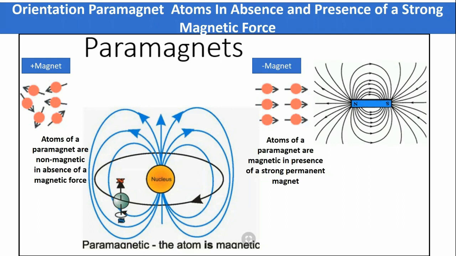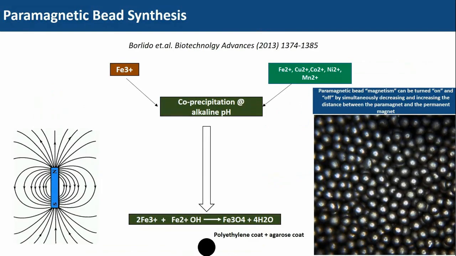So paramagnets are metal alloys which orient themselves towards the magnetic field when they're brought very close to the magnet. Okay, that is a permanent magnet. When you withdraw that magnet, the molecular entities of these paramagnets just go in a random orientation, as you can see on the left-hand side.